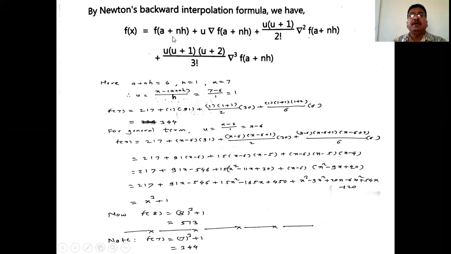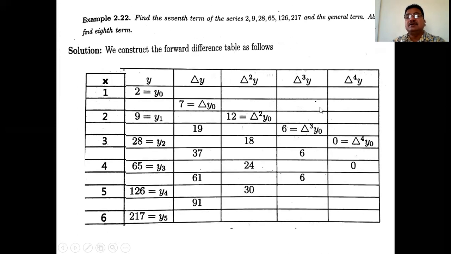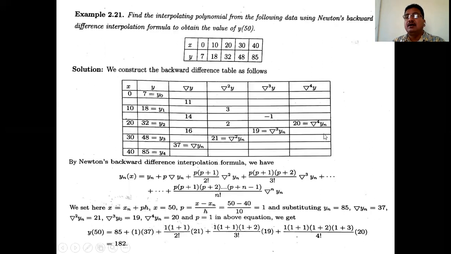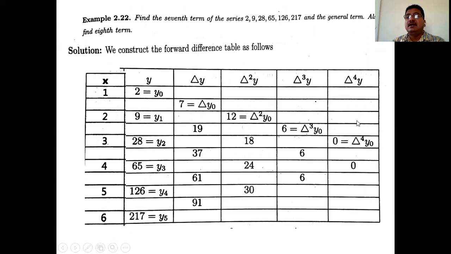f(x) is equal to f(a plus nh), plus u del f(a plus nh), plus u(u plus 1) by 2 factorial del square f(a plus nh), plus u(u plus 1)(u plus 2) by 3 factorial del cube f(a plus nh). So here there are terms up to del cube, and therefore write Newton's backward difference formula up to del cube. Otherwise, if there are more columns in the table, then write the further terms.